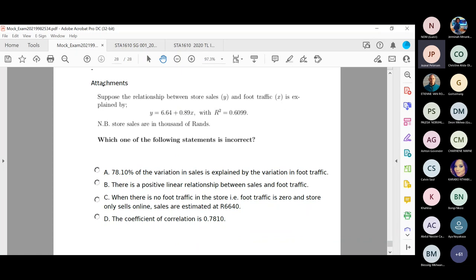Last question. Then we can entertain any other questions outside of the session. Suppose the relationship for the store sales Y and the foot traffic X is explained by the regression line Y equals 6.64 plus 0.89x. What you need to remember here is that this is your y hat equals B0 plus B1x. You always need to remember that. With the coefficient of determination R squared of 0.6099, which one of the following statements is incorrect?